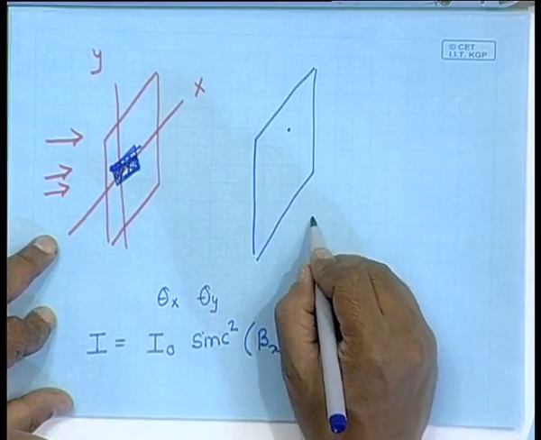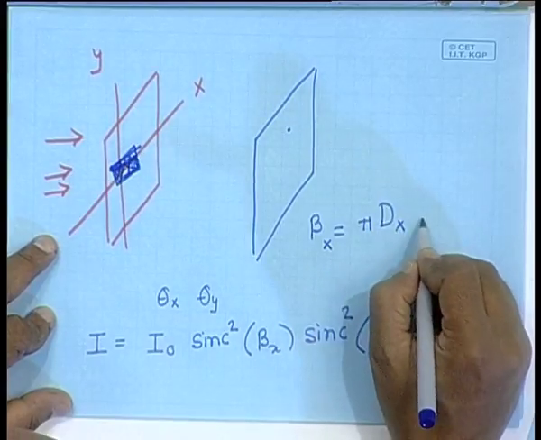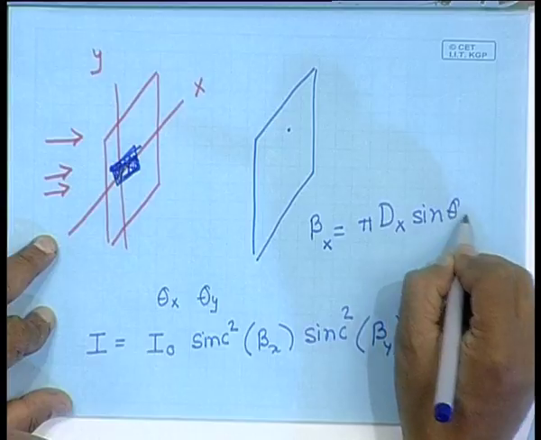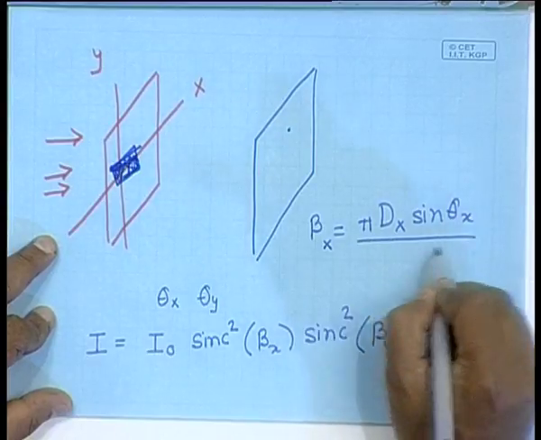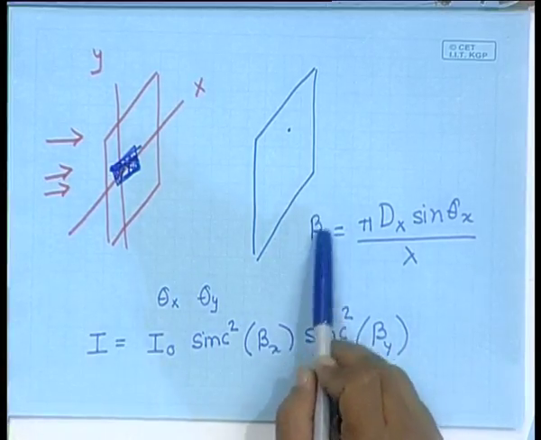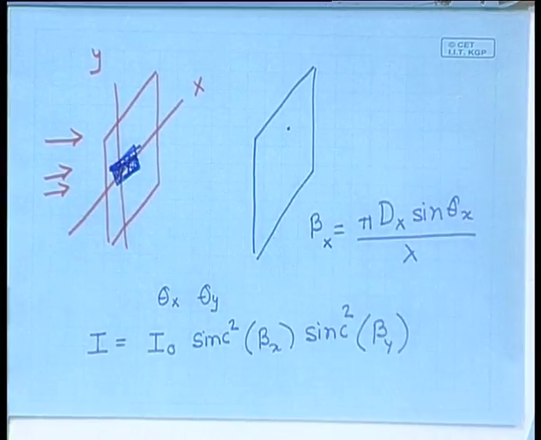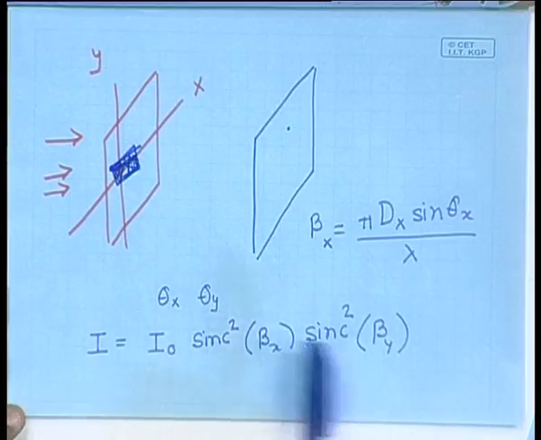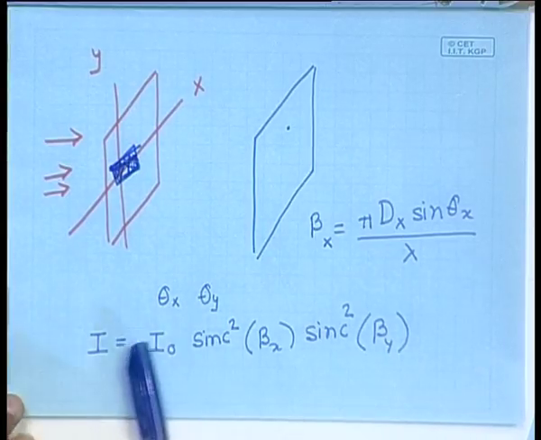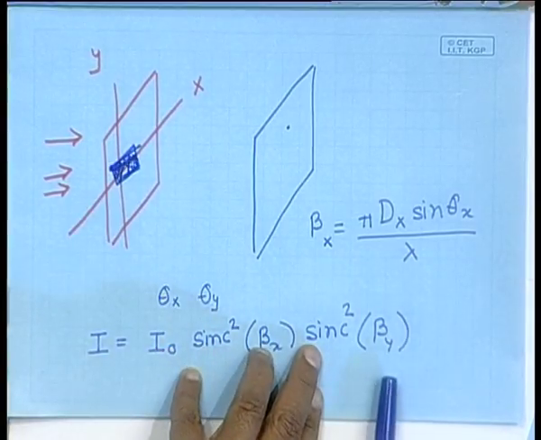where beta x is equal to pi dx sin theta x by lambda, where dx is the width along the x direction, theta x is the angle along the x direction, and beta y is the same as beta x, but I have to replace dx with dy and sin theta x by sin theta y. So, it is the product of the two diffraction patterns. So, the resultant intensity pattern is the product of sin square beta x into sin square beta y.